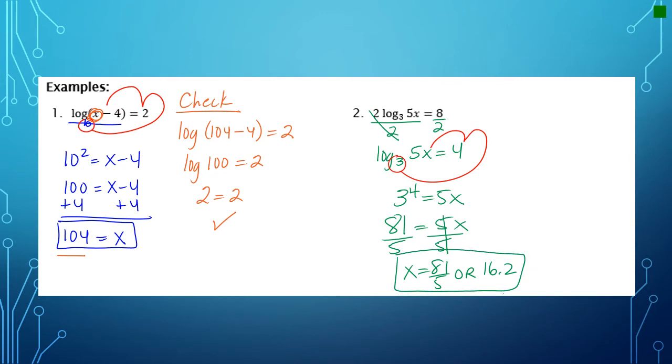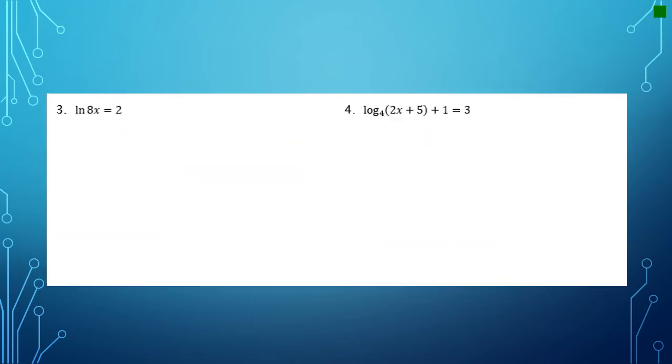And then again, if you plugged in your x and typed it into your calculator, you would see, if I replaced this x with 16.2, and I typed in 2 log base 3 of 5 times 16.2, when you type this into your calculator, it's going to equal 8. And so then you'll know that this is the correct solution, and you do not have an extraneous solution.